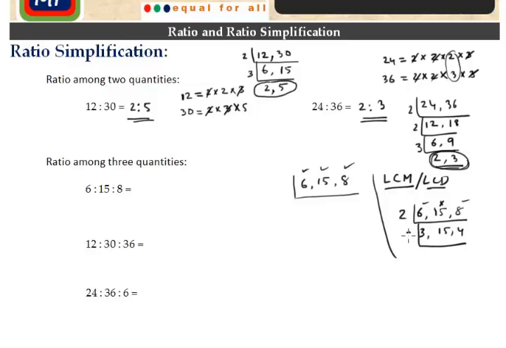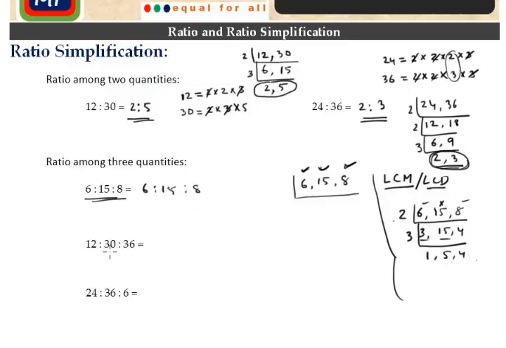And then we would take 3 common from here and here, although this 3 is not present here. So it would become 1, 5 and 4. So the LCD would become the product of these. But for ratio simplification, we will not do that. We will take a value common only if it is present as a factor in all of them. That means here nothing. So this ratio we can't simplify anymore. It will remain as it is, 6, 15 and 8. For this ratio no further simplification is possible.